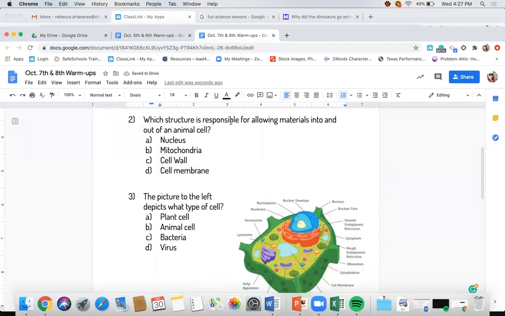Number 2. Which structure is responsible for allowing materials into and out of an animal cell? So if I'm thinking about things that are going into the cell, and things that are coming out of the cell, I'm thinking about what's that boundary on that cell. And so the nucleus, that's found inside the cell. It's more of the brain. So I'm not thinking it's the nucleus. Mitochondria, that's where cellular respiration occurs. It's our powerhouse of the cell. So I'm not thinking it's mitochondria. Cell wall. Cell wall is a boundary, but it's for a plant cell, and we're thinking of an animal cell, so it's not C. And then cell membrane. Cell membrane is a border around our cells, and so yeah, D is the correct answer.